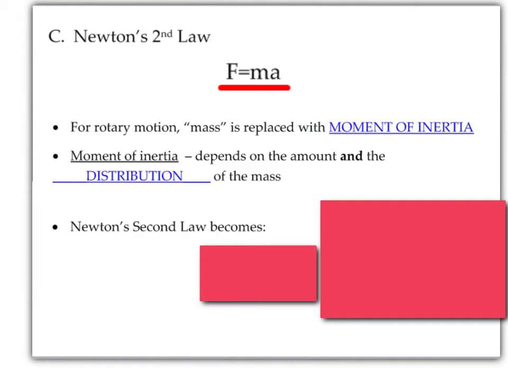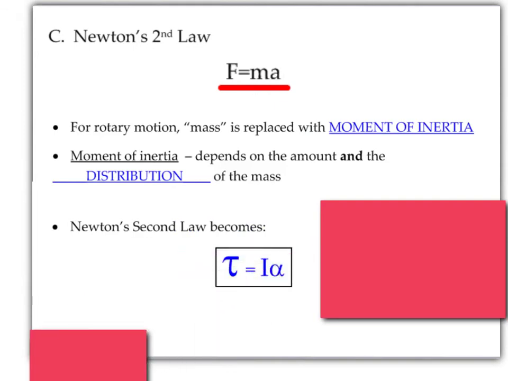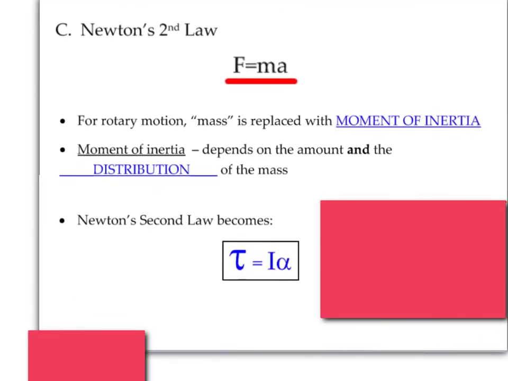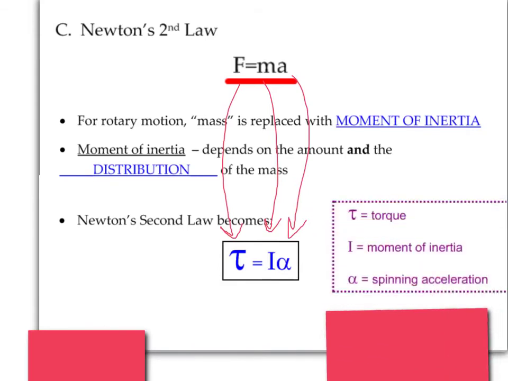And then what we're going to do is take our new letters and rewrite Newton's second law. So force is now going to become torque. Mass is now going to become moment of inertia. So it will depend on the mass, but also how that mass is spread out. And then acceleration is going to be angular or spinning acceleration. And then over to the side, I wrote out what each of those are. If that helps you, you can define the variables off to the side.